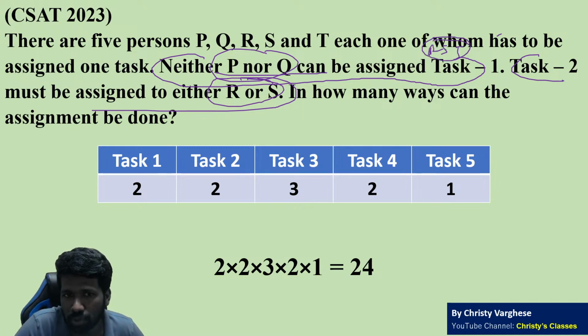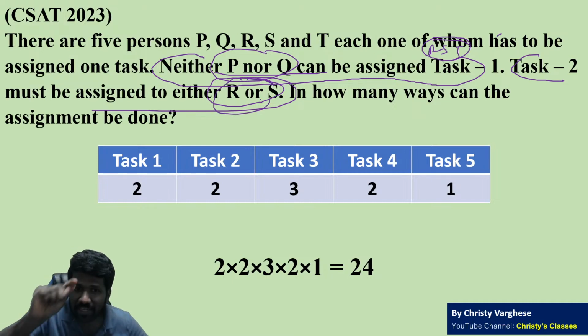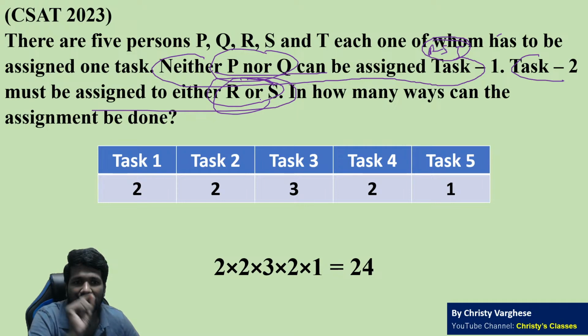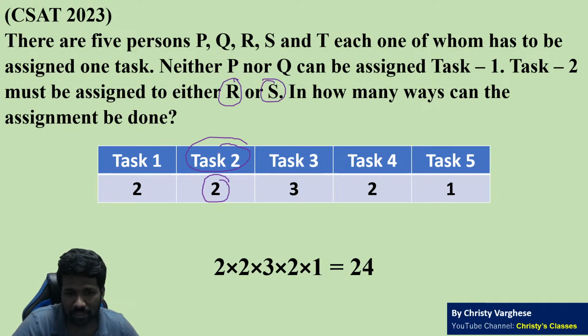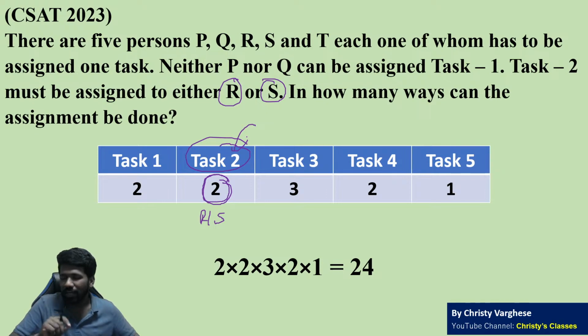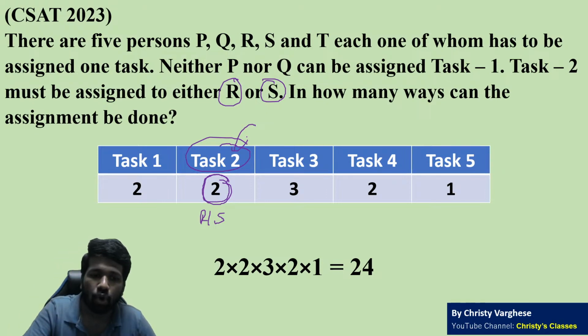So that has more choices. Start from the one which has fewer choices. I'm repeating, start from the constraint which has fewer choices. Task 2 has fewer choices. That is why I'm starting from task 2. Task 2 can be filled in how many ways? Either with R or S, so two choices. So that is the reality we are starting with: filling task 2 with R or S.